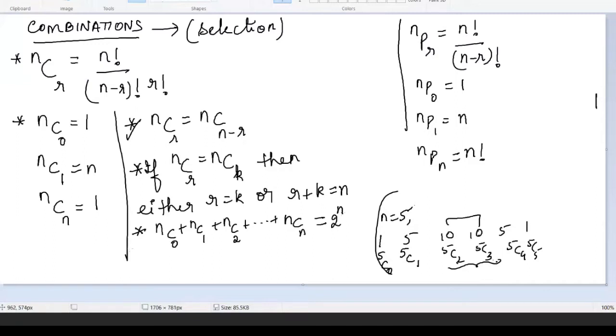Now you should tell me, what is NC1 plus NC2 plus dot dot NCN? What is this answer? Tell me quickly. NC0 to NCN, answer is 2 to the power n. What is NC1 plus NC2 plus dot dot NCN, last number NCN, what is that equal to? Yes, answer?